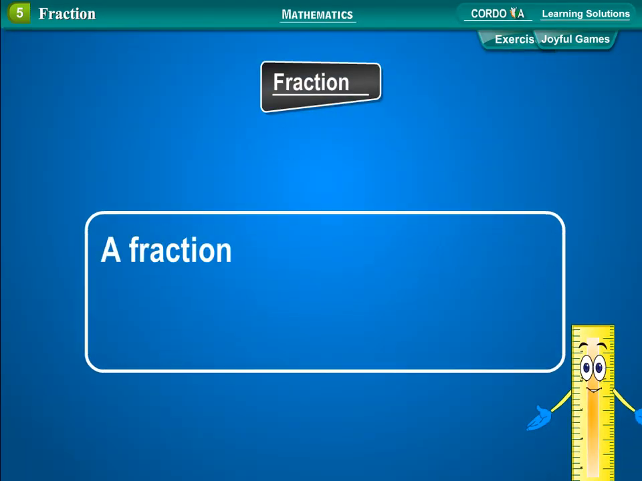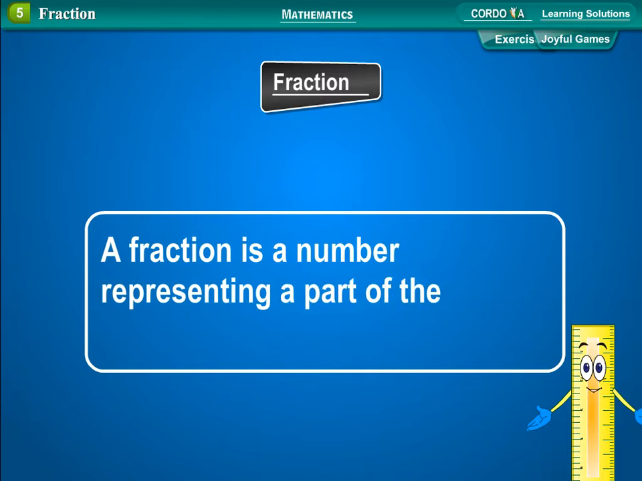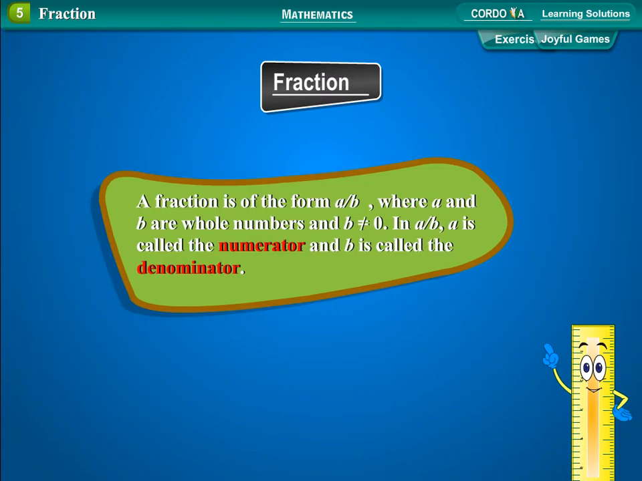Fraction. A fraction is a number representing a part of the whole. A fraction is of the form a/b, where a and b are whole numbers and b is not equal to 0. In a/b, a is called the numerator and b is called the denominator.